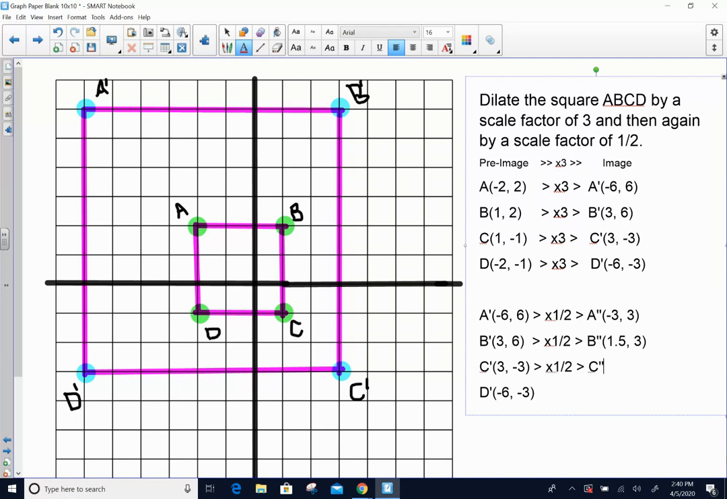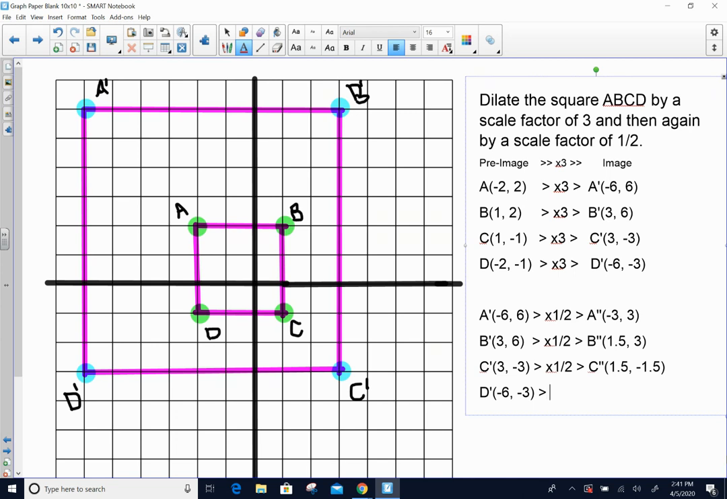This is now C prime. All right. 3 times 1/2, that's 1.5. They're both positive, so it stays positive. Negative 3 times 1/2 is negative 1.5. One's positive, one's negative, so my answers are going to be negative.